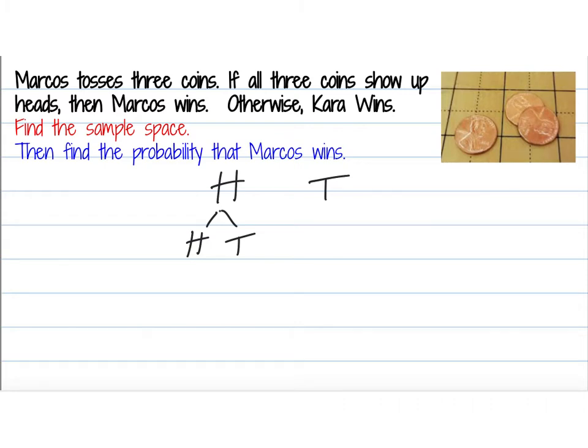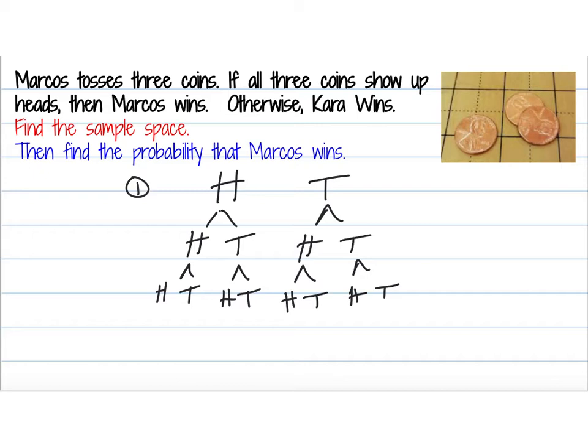Let's say he flipped tails the first time. Well, then when he flips the second time, he could get heads or he could get tails. If he got heads the first time, heads the second time, he flips the third time, he could get heads or tails. Flips heads the first time, tails the second time, the third time, he could get heads or tails. If he flipped tails the first time, heads the second time, then he could get heads or tails on the third flip. Tails the first time, tails the second time, and then he could get heads or tails on the third. Okay, so this was the first flip, the second coin flip, and the third coin flip.